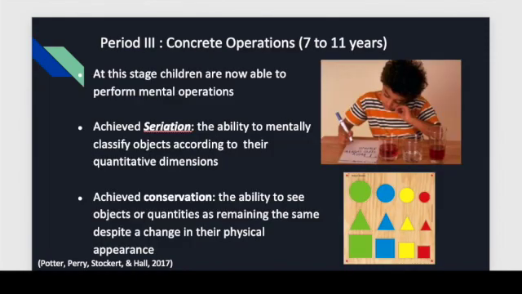For stage 3, which is concrete operations, children are now able to perform mental operations. A child can think about an action that before had to be performed physically, and they are now able to describe a process without actually doing it. They are also able to coordinate 2 concrete perspectives, so theirs and that of a friend. They achieve seriation, which is the ability to mentally classify objects according to their quantitative dimensions. And they achieve conservation, which is the ability to see objects or quantities as remaining the same despite a change in their physical appearance. This is when they are able to distinguish the phases of water.